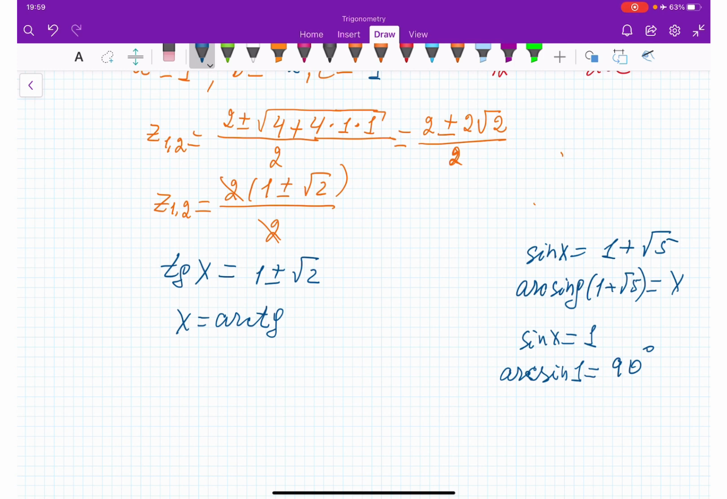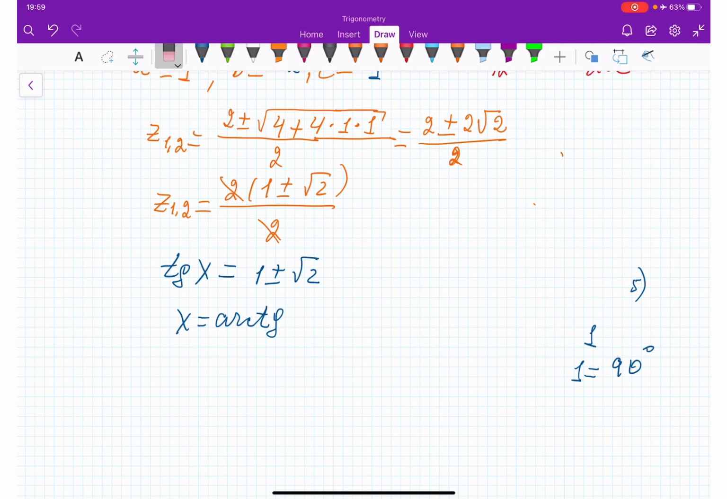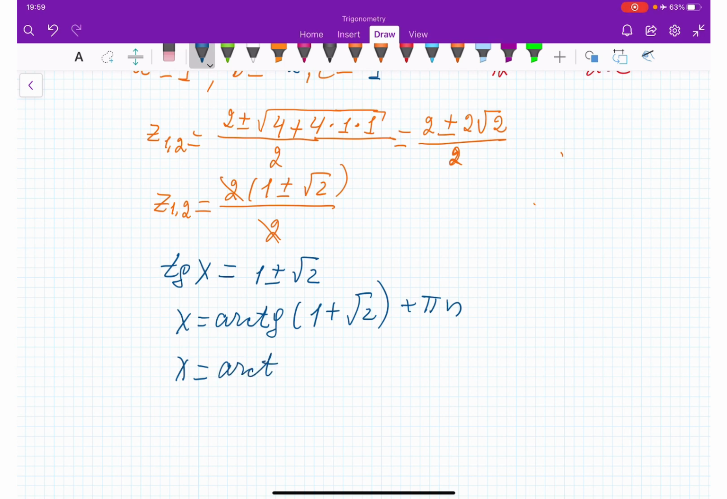So therefore, since we have 1 plus square root 2 and 1 minus square root 2, it will be the right thing to do. Write down x is equal to arc tangent of 1 plus square root 2, plus pi n. And also x is equal to arc tangent of 1 minus square root 2, plus pi n.